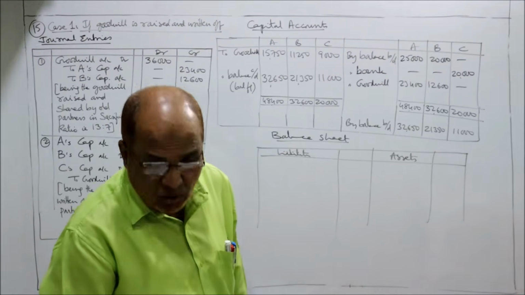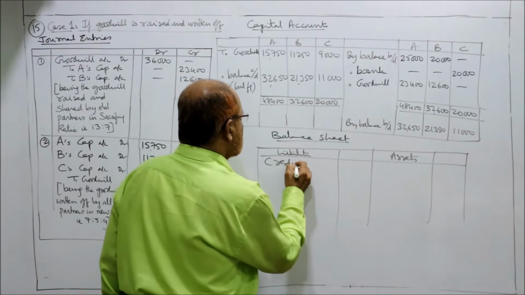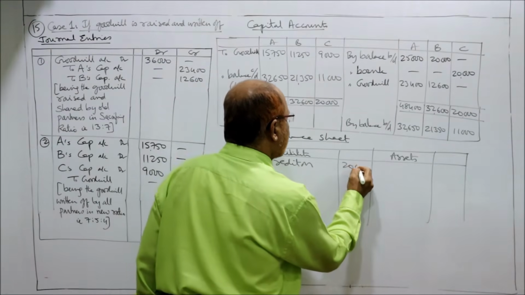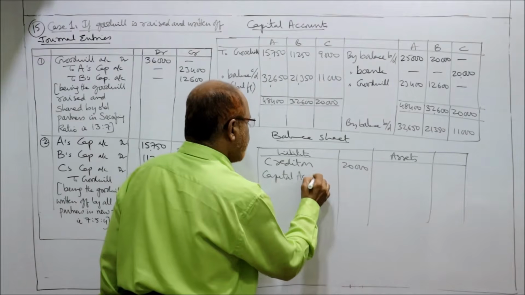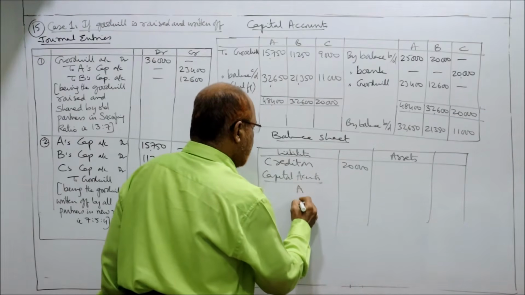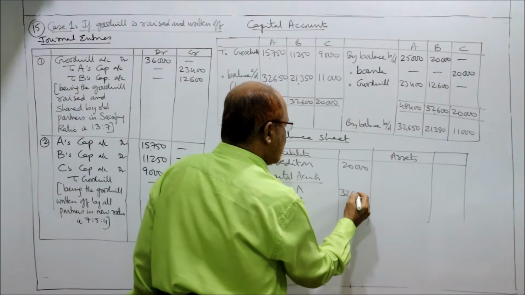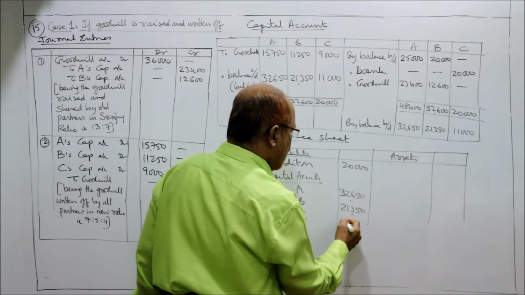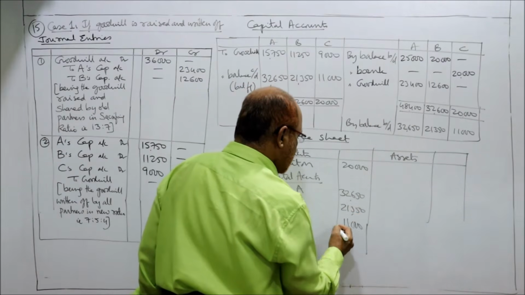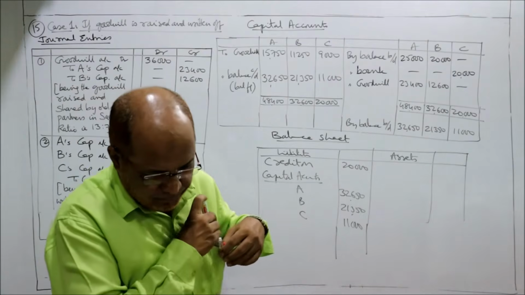Old balance sheet. By seeing the old balance sheet, we can make the new balance sheet. Creditors, same creditors, 20,000. Then we have capital accounts A, B, C. Here we have 32,650, 21,350 and 11,000. That's it. Liability side completed. Now the asset side.